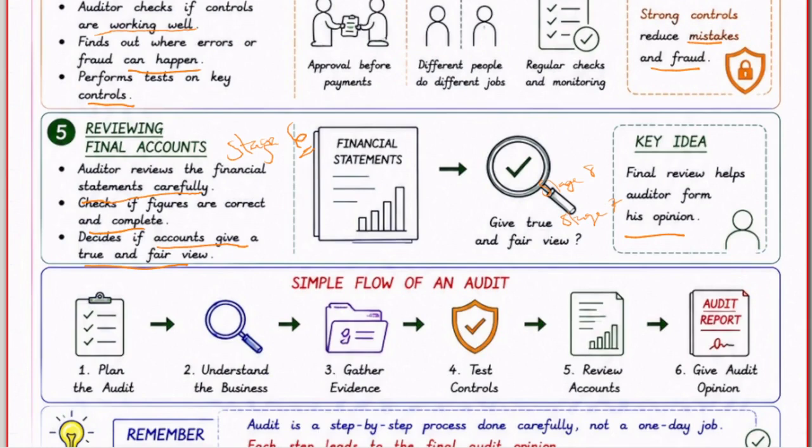That is the phases. Plan the audit, that's phase 1. Understand the business, that's phase 2. Gather evidence, that's phase 3. Test controls, that's phase 4. Review accounts, that's phase 5. Give audit opinion, which is still part of it.